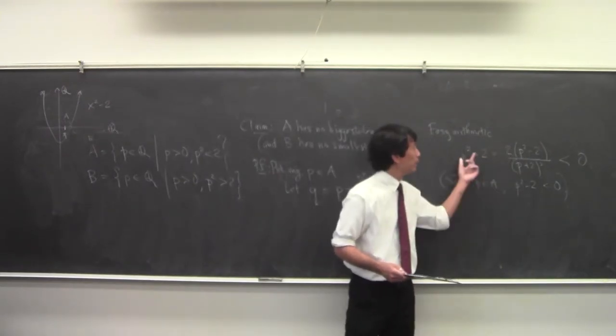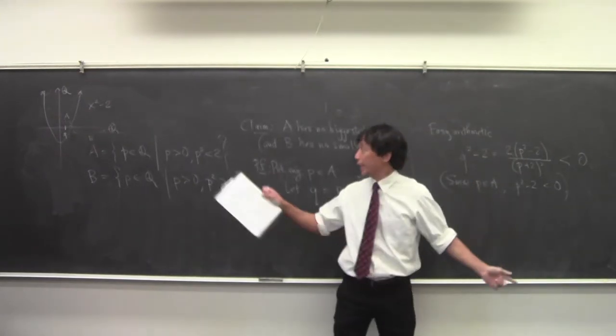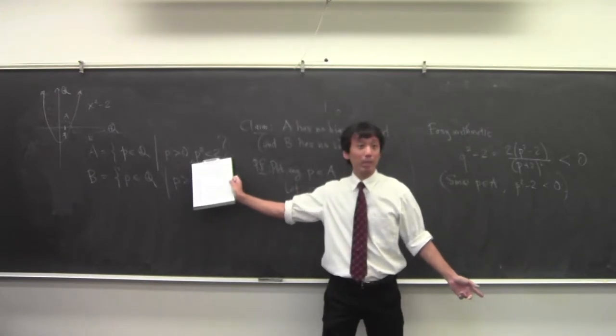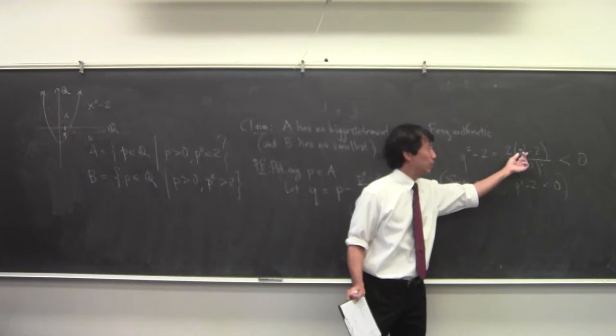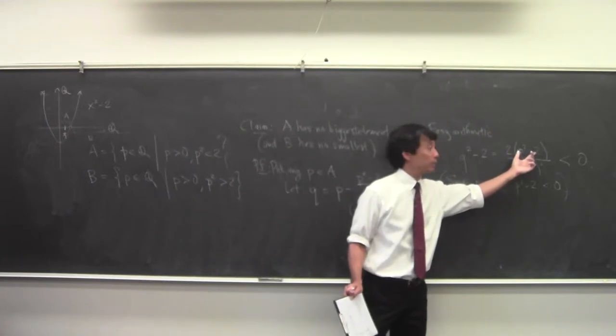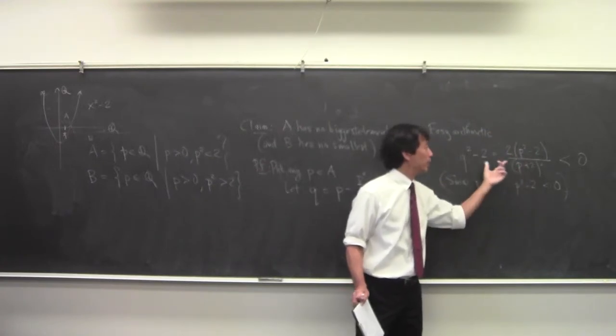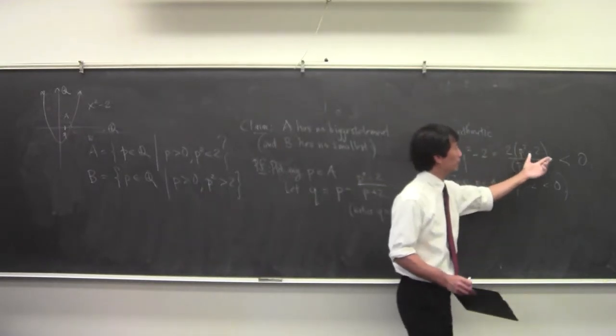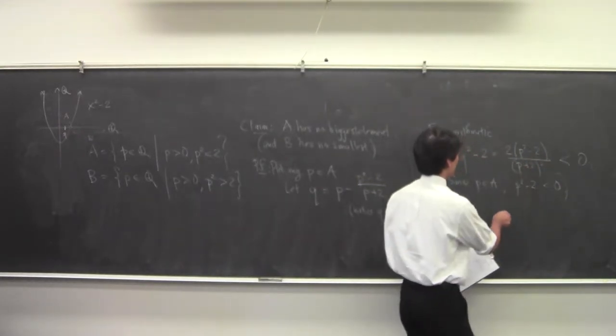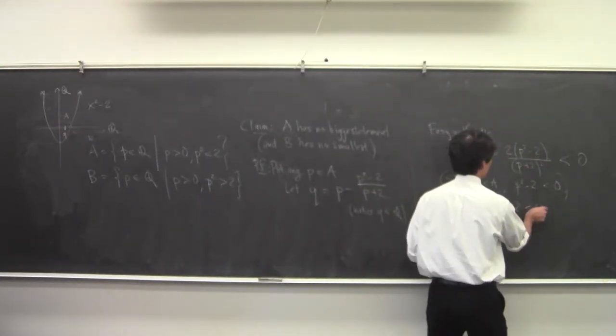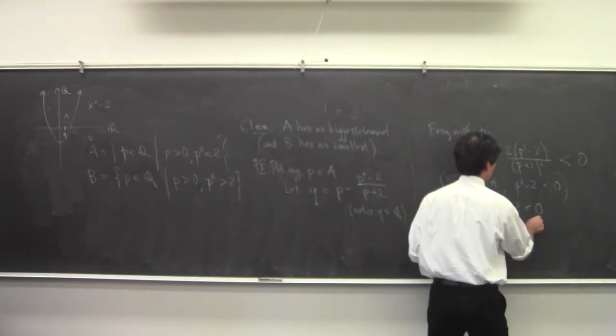P is in A. Remember what that means? That P squared is less than 2. So P squared minus 2 is negative, and so this whole thing is negative. And so we see that this number is negative, that Q squared minus 2 is less than 0. In other words, that Q squared is less than 2.